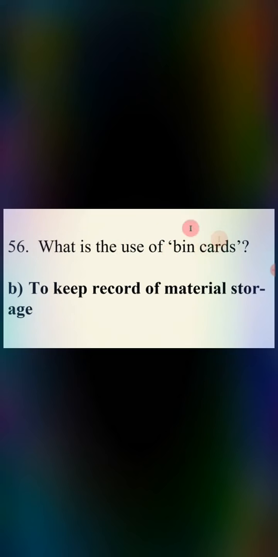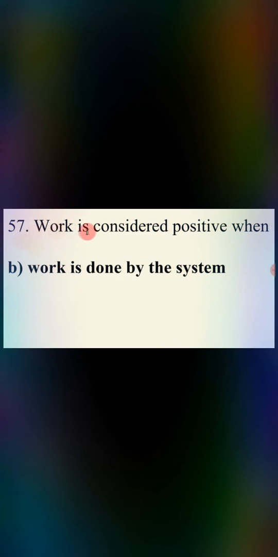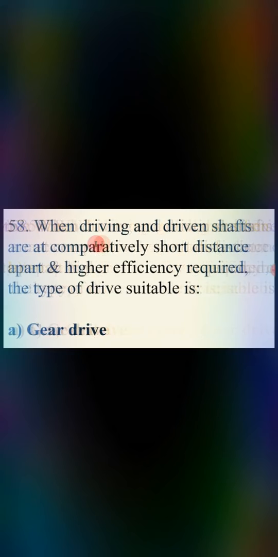What is the bin card? A bin card is used to keep a record of material storage. Work is considered positive when work is done by the system. So when work is done by the system, that is called positive.